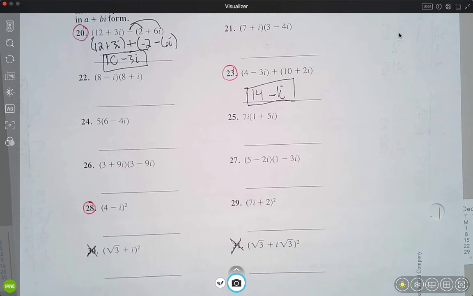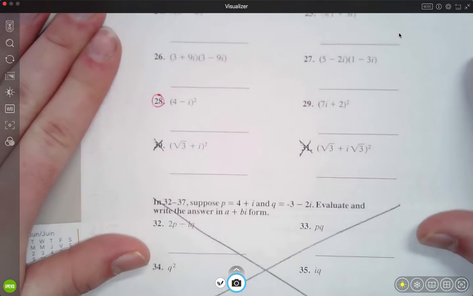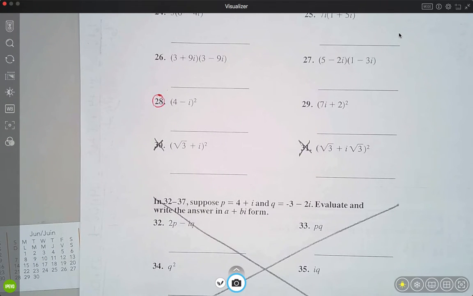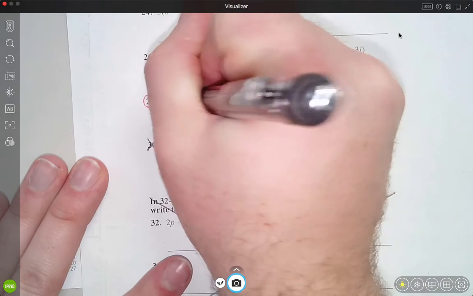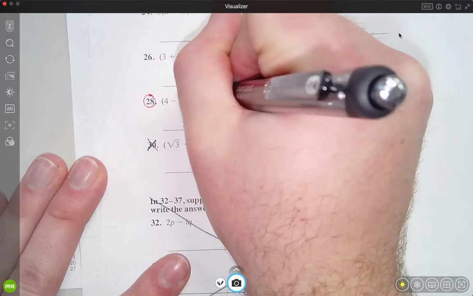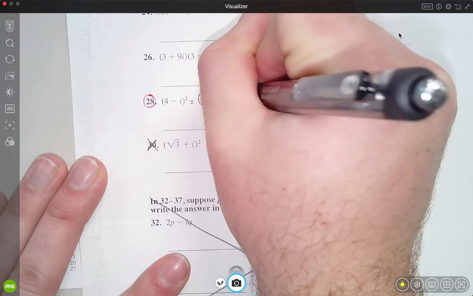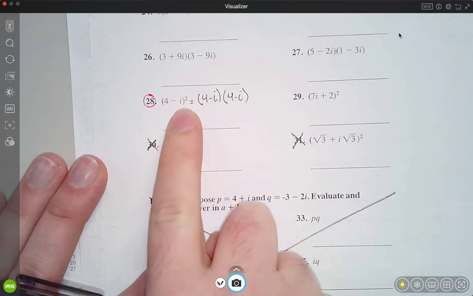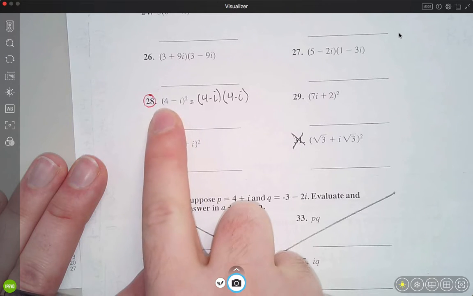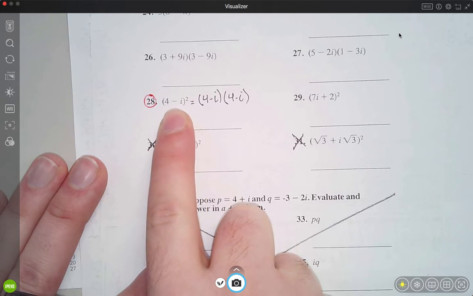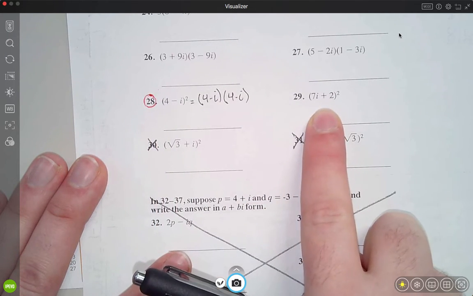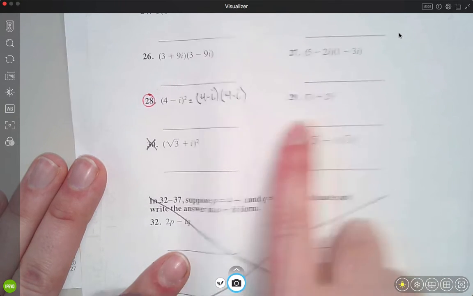All right, and final problem I'm going to tackle is number 28. Now, number 28 is a multiplication problem, although it looks now like I'm squaring it. Okay, now we know that squaring it means that I take that piece that's in parentheses and I write it out 2 times. I cannot just take the squared and apply it to both the 4 and the i because of the minus that's in the middle there. Same thing on 29, I can't do it because of the plus that is there.